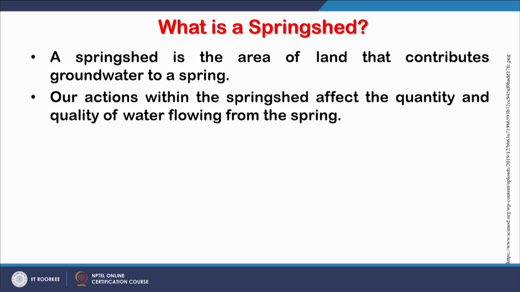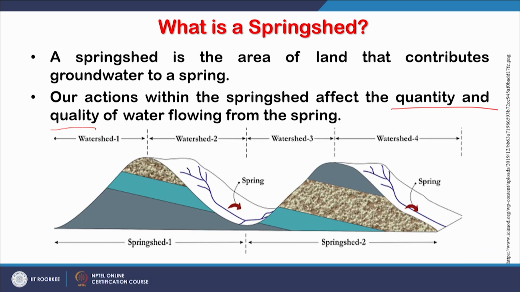A lot of human interventions, or sometimes natural interventions, are also there. Natural interventions, for example, maybe an earthquake event, maybe a landslide or a cloud burst and other things. So, these will affect the springshed, these will affect the quantity and quality of water which is coming out of a spring. So, these are very sensitive units, hydrological units, subsurface units, which are very easily affected by various factors.